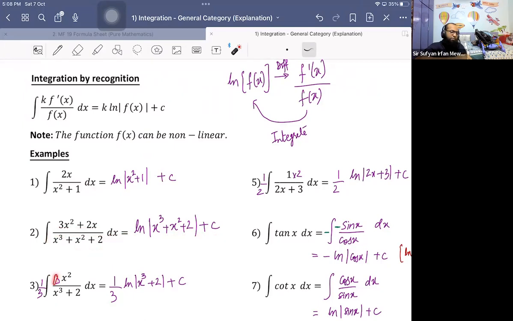Then if we look at example number 3, there's x cube plus 2 in the denominator and x square in the numerator. Although the differentiation is not perfectly present in the numerator. But always remember, if the differentiation is not perfectly present in the numerator, but there is a constant that we can multiply and divide, and then we can get the differentiation of the denominator in the numerator, then in that case, we should multiply with the constant. And if we are multiplying, we have to divide it as well to make the net effect 0.